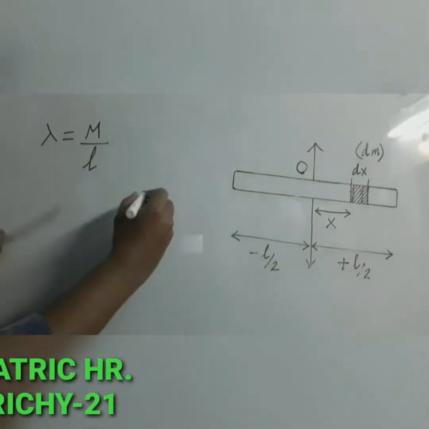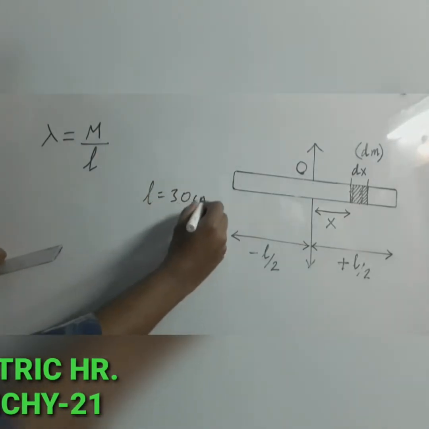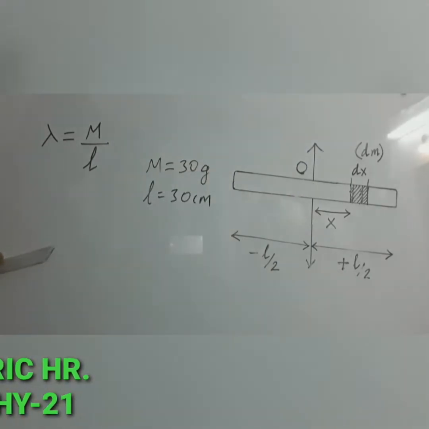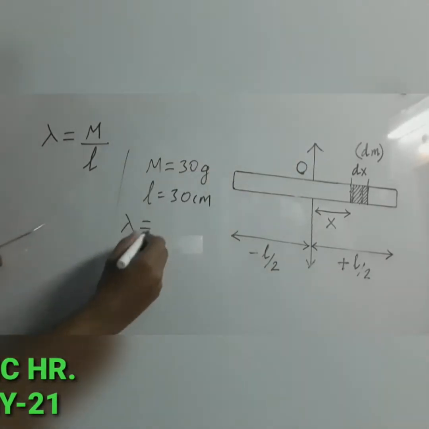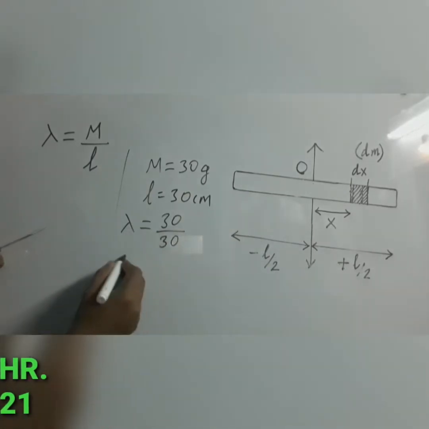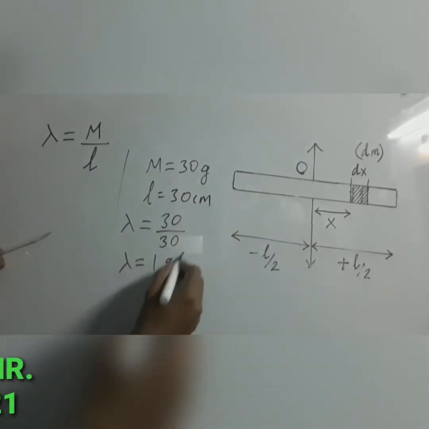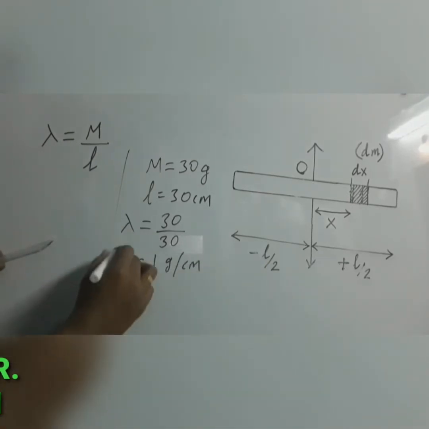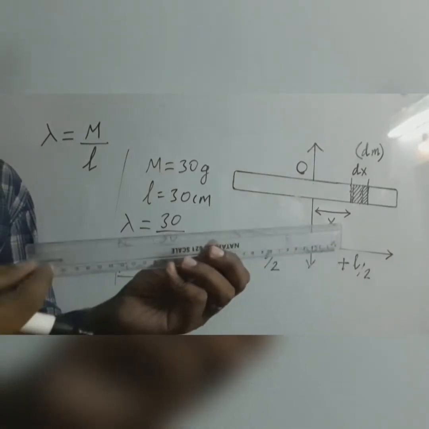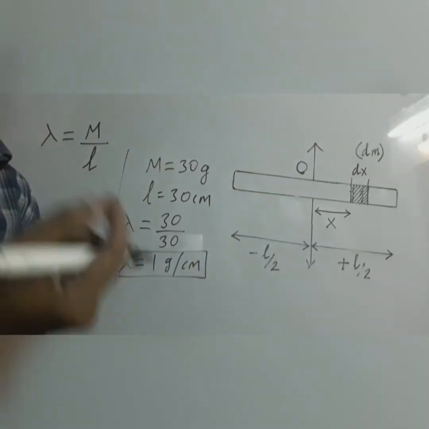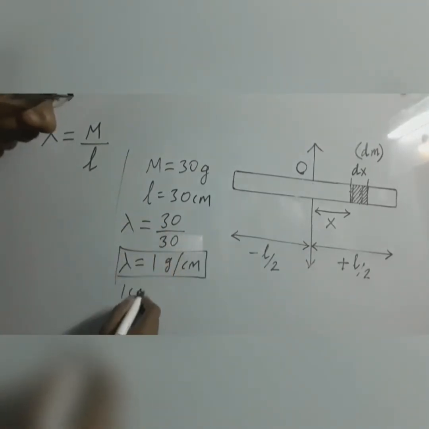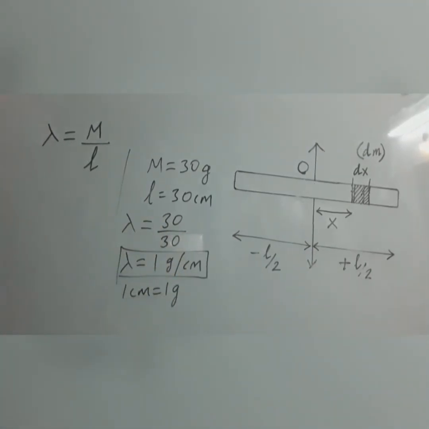Total length of the scale is 30 centimeter and the mass of the scale, let us assume, is 30 gram. So what is lambda? Lambda is equal to mass by length. Mass is 30 gram divided by 30 centimeter. Lambda is equal to 1 gram per centimeter. So how can I understand this value? If a 1 centimeter segment is separated from the scale, the mass of that segment will be 1 gram.